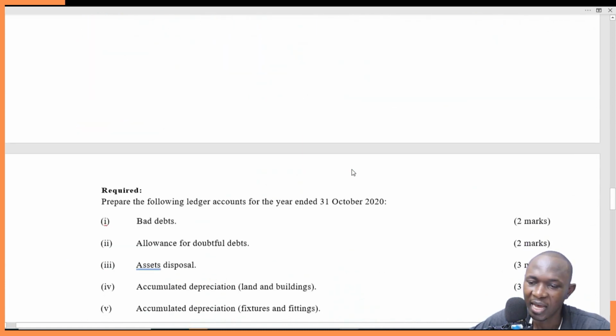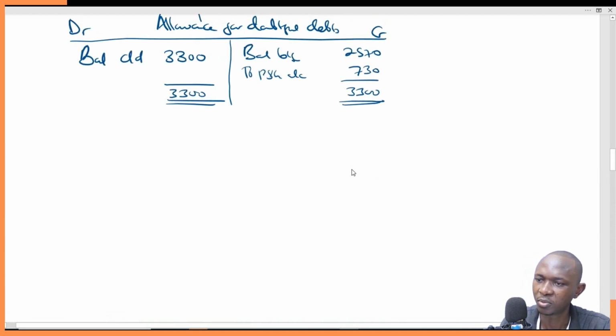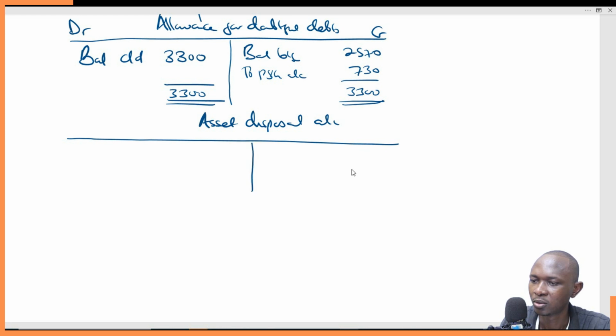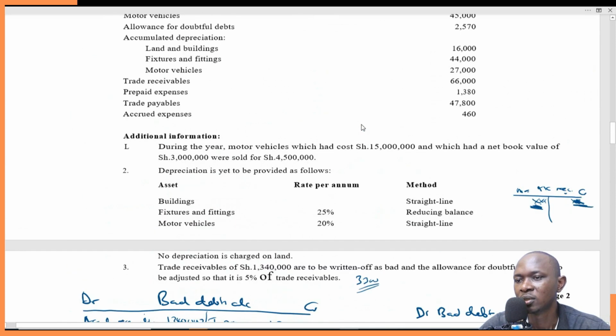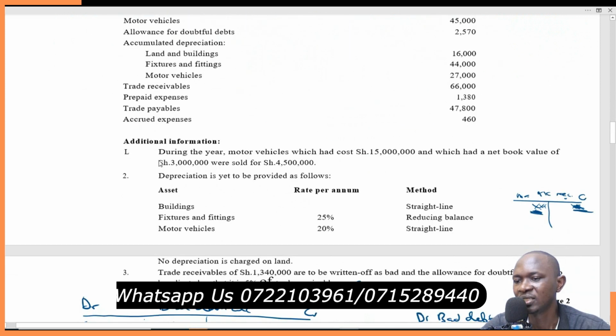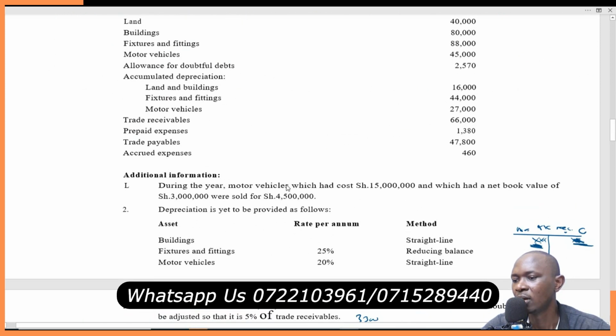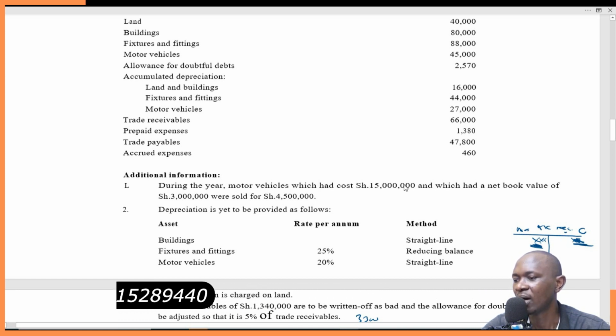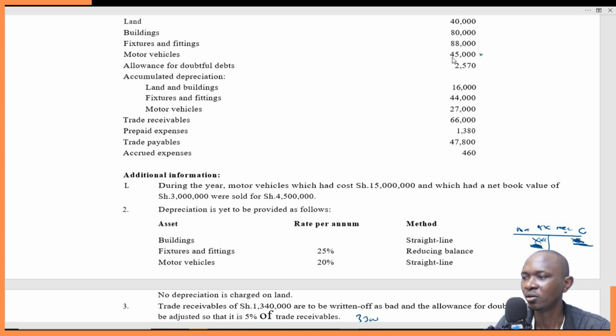That is worth 2 marks. Asset disposal account. So debit, credit. This is the asset that was disposed of during the year. During the year, a motor vehicle which had cost 15 million and which had a net book value of 3 million was sold for 4.5. So motor vehicle is 45 million. This figure here is 45 million. But part of this 45 million, we had 15 million.